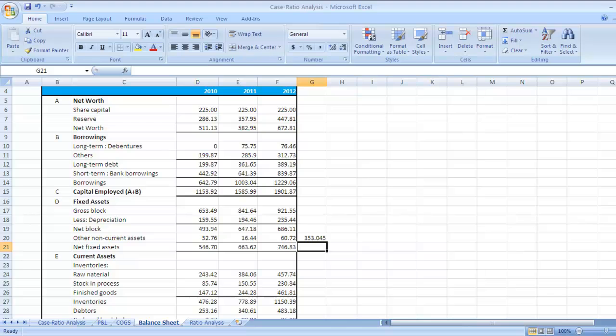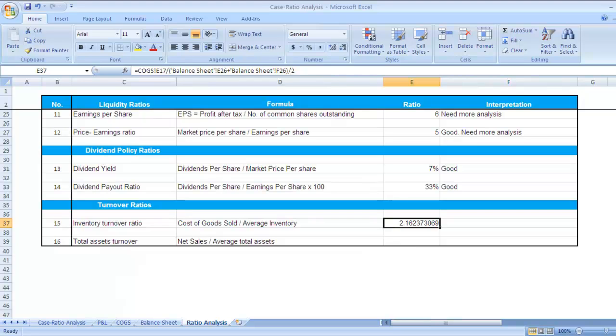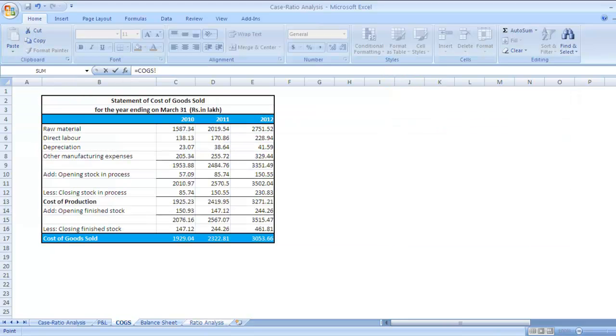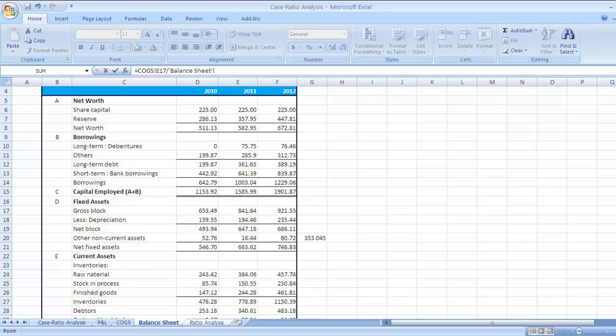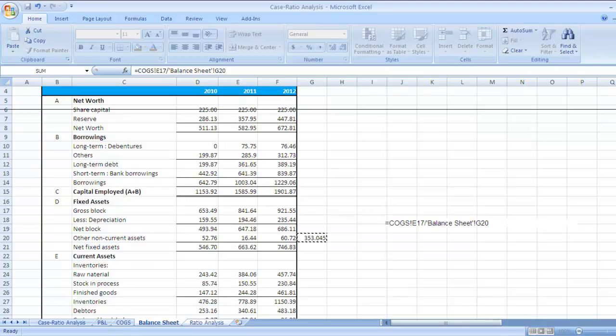353.045 is average inventory. Okay, now with this let's go to the ratio analysis sheet and calculate inventory turnover. The cost of goods sold is 3053.66, this divided by average inventory.